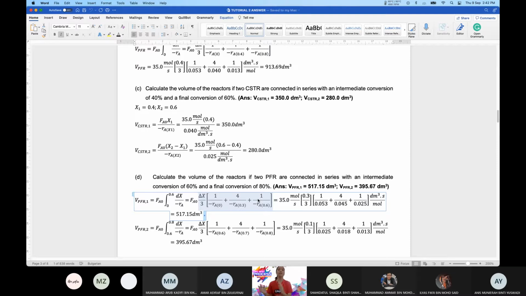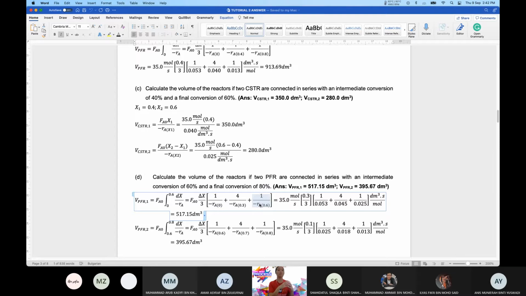So the 3 points is first 1 per minus RA at your initial x. So in my this reactor, dia adalah convert daripada 0 to 0.6. That's why the first one become 1 per minus RA at 0, my initial x. And the last one, the third point, I always go to the third point, 1 per minus RA at my final x.